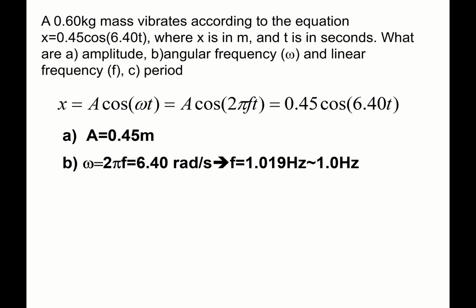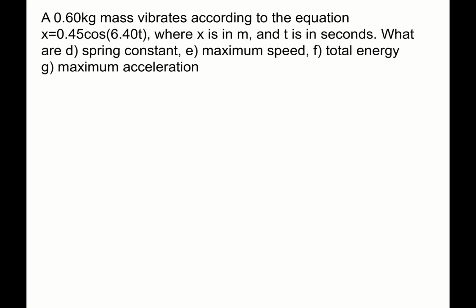Okay, so A and B were pretty easy just based on reading the equation. What's the period? Well, the period, remember from talking about circular motion back in Module 5, is 1 over the frequency. So it's 1 over 1.019, or 0.98 seconds. So all of this so far has pretty much just been based on definitions. All right, let's continue on to part D.